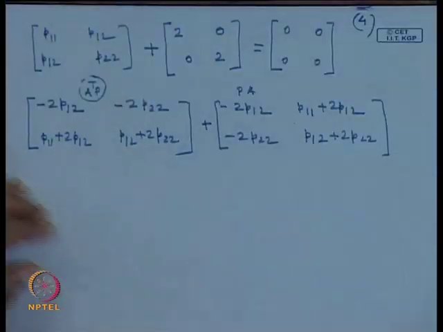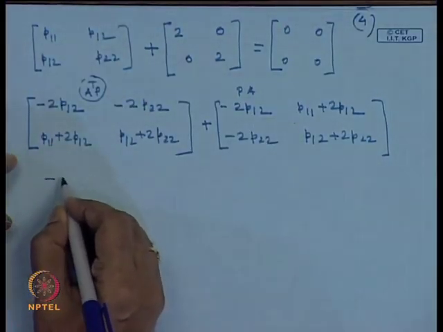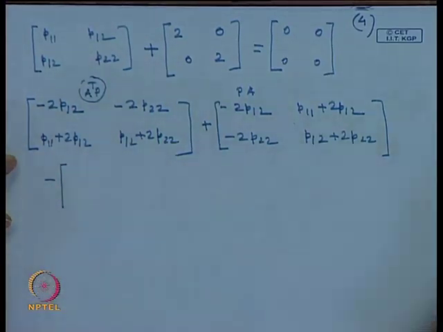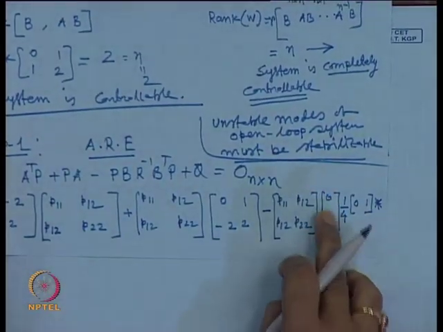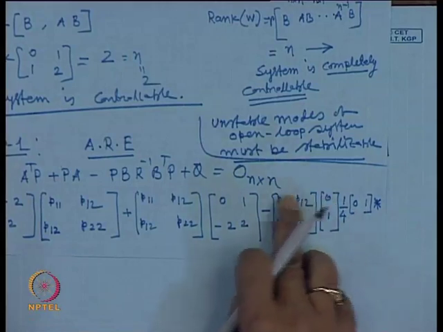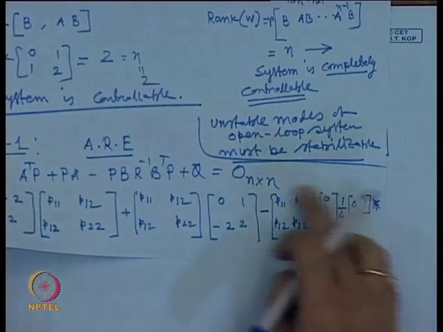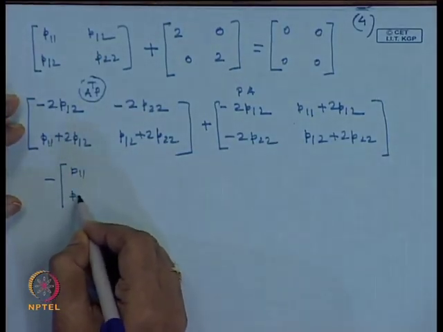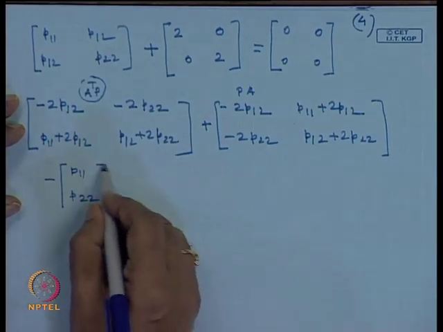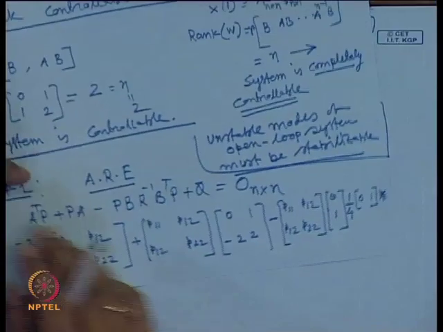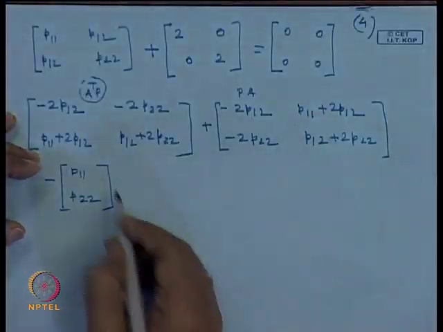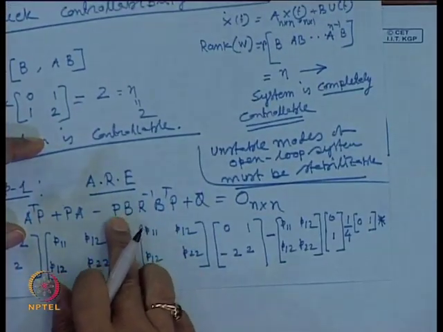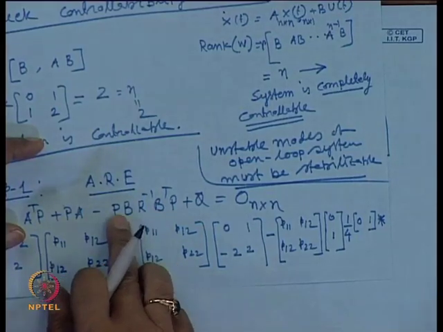P, agree? If you do this, the second part of this one, that P B, if you multiply it by this, you will get the last column of P, because you see this 0, 1. So, it will come as the last column of this one, this into this, this into this. So, ultimately it will be P 1 2, that will be P 2 2, agree? That multiplied by R inverse, R inverse is what, 1 by 4, that means 0.25, agree?